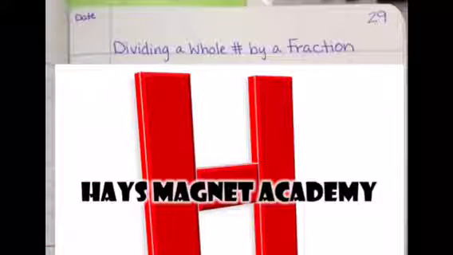Turn to page 29. Put your date in the corner. Today is the 12th. We are dividing a whole number by a fraction. This is what we did in class today, and you're going to write some notes so you have some steps for working through these. Okay?